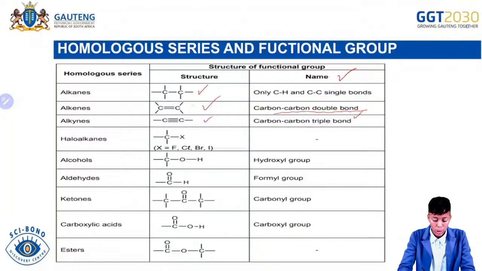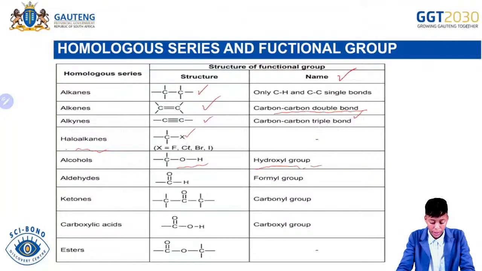And then next, you need to know the structure of the haloalkanes. For the haloalkanes, the X there represents what? It represents the halogen. For the halogens, we have your fluorine, chlorine, bromine, and your iodine. Then next we have your alcohol. How do you see an alcohol? You will identify an alcohol with the OH group, and therefore we call that what? We will call that a hydroxyl group.